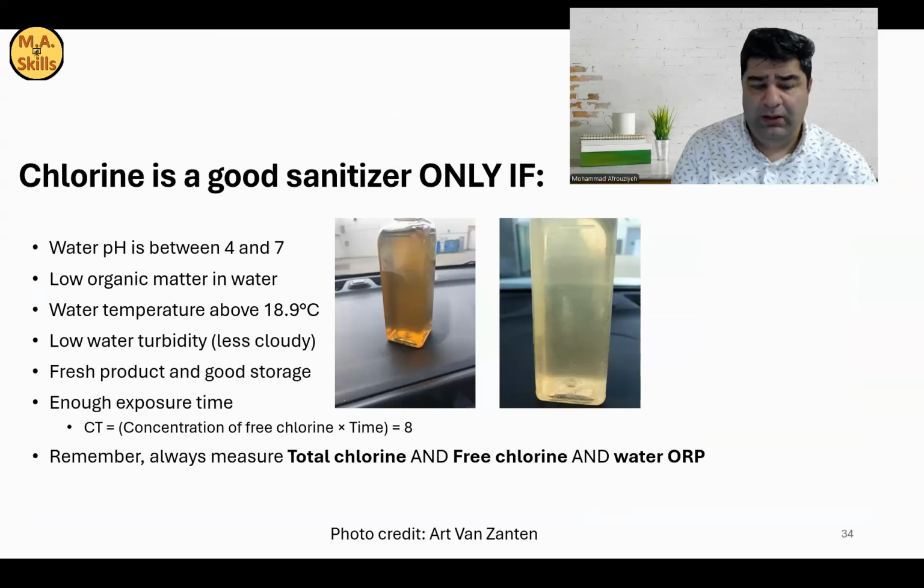So overall, keep in mind, chlorine is a good sanitizer. It is cheap only if water pH is between 4 and 7. If your water pH is above 7, you need to lower it by using acids. And as I mentioned, it should be inorganic acid or mineral acid. The water organic matter should be low, and water temperature should be above 18.9 degrees centigrade to be effective.